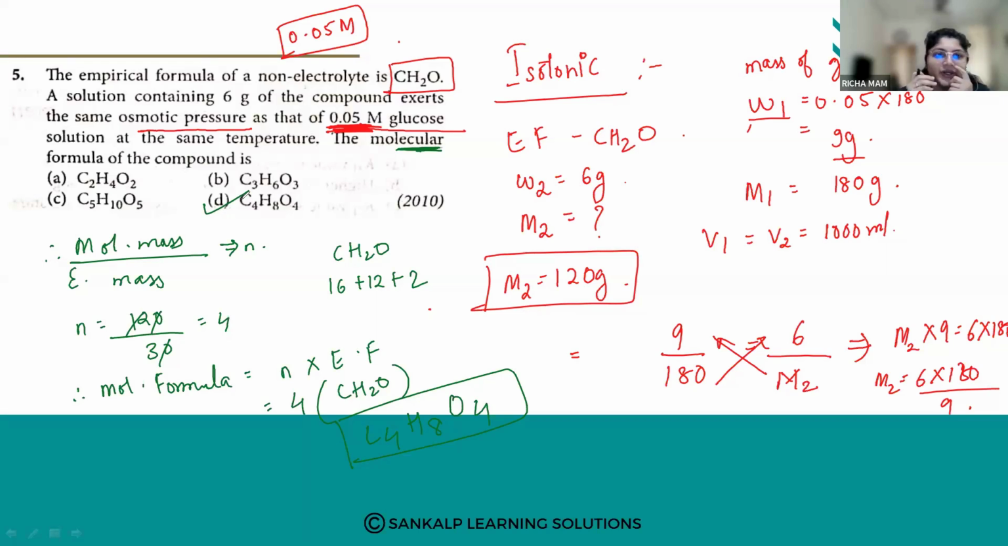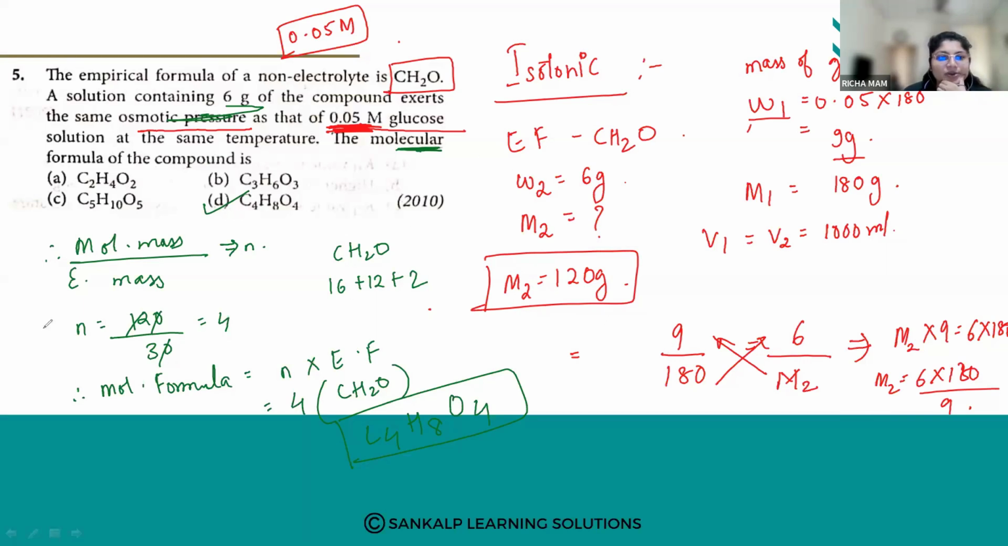So what we have done? Here two compounds are given. For one compound, they have given its molarity. We have found out the mass of the glucose, and we know the molecular mass. Volume is constant, 1000 ml, because it is a concentrated solution. For the other compound we don't know the molecular mass, but the mass is given. Because these two solutions are isotonic, by using that formula we have found out the molecular mass.